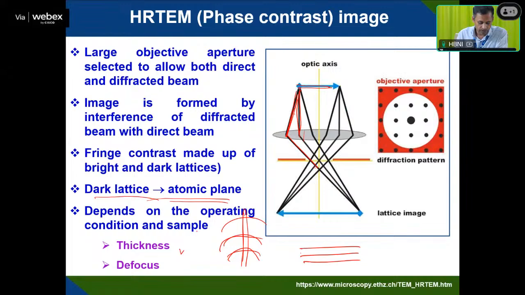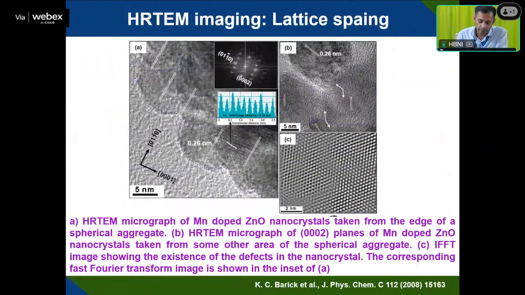Thickness and focus are the two parameters it depends on. You have to focus properly, otherwise, if it's not properly focused, you will not be able to see those things. You can see here the lattice planes. These lines are lattice planes.